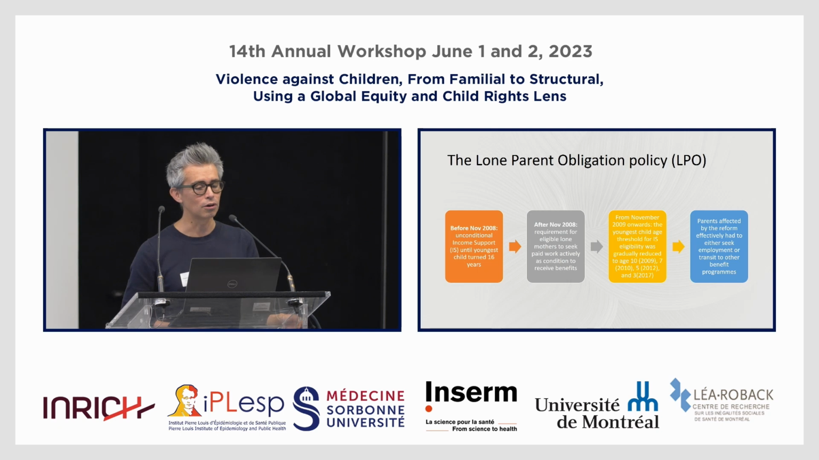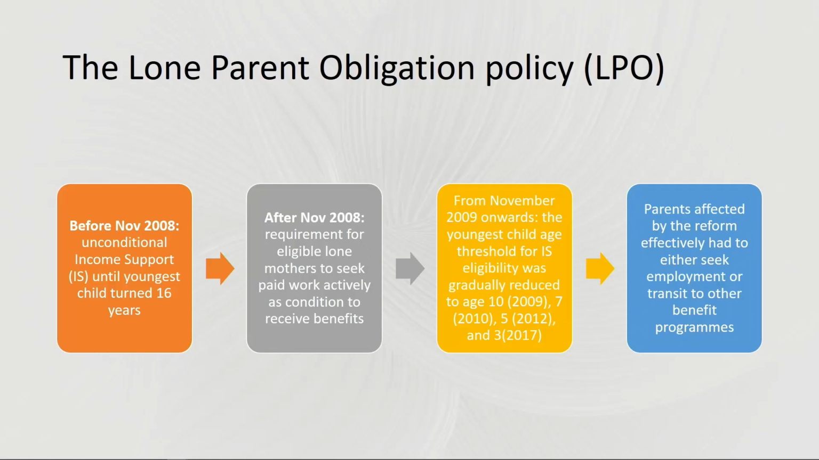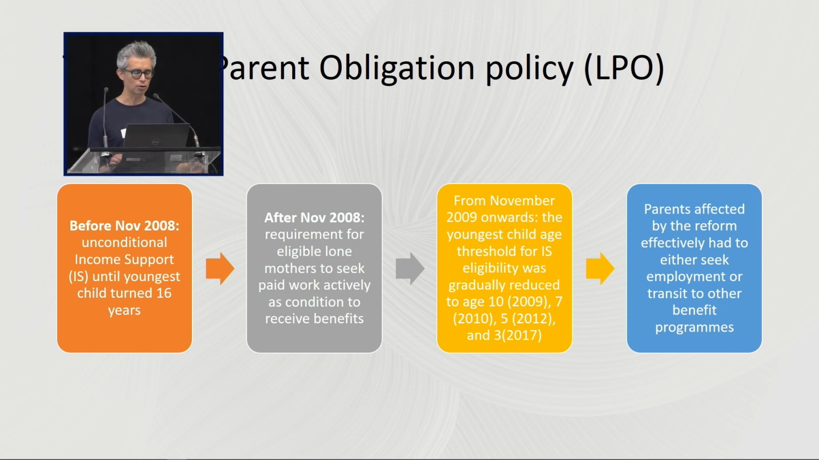This paper focused on the lone parent obligation policy, which changed what was called the income support for lone mothers in the UK. Essentially, before November 2008, all mothers with children below 16 years were eligible for this income support regardless of anything else. But after November 2008, the government introduced requirements for certain mothers that they would need to actually search for work in order to continue to be eligible for this program.